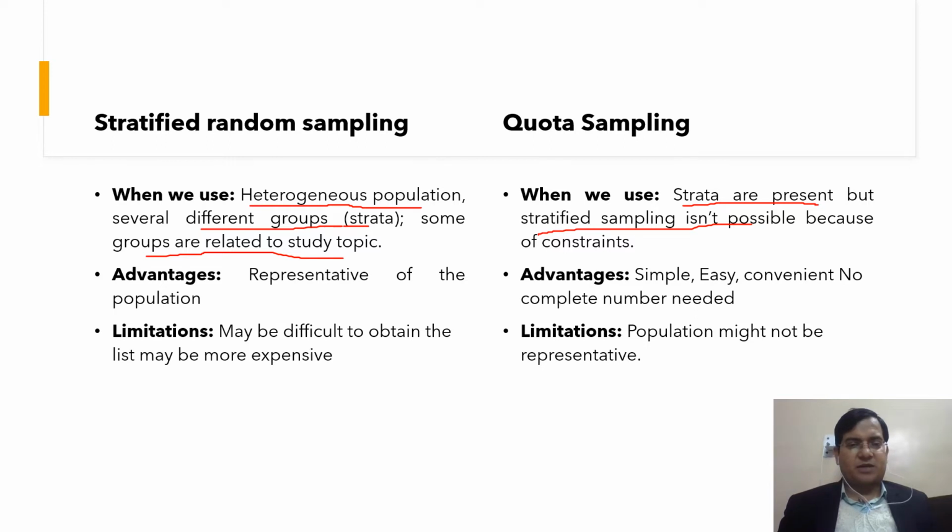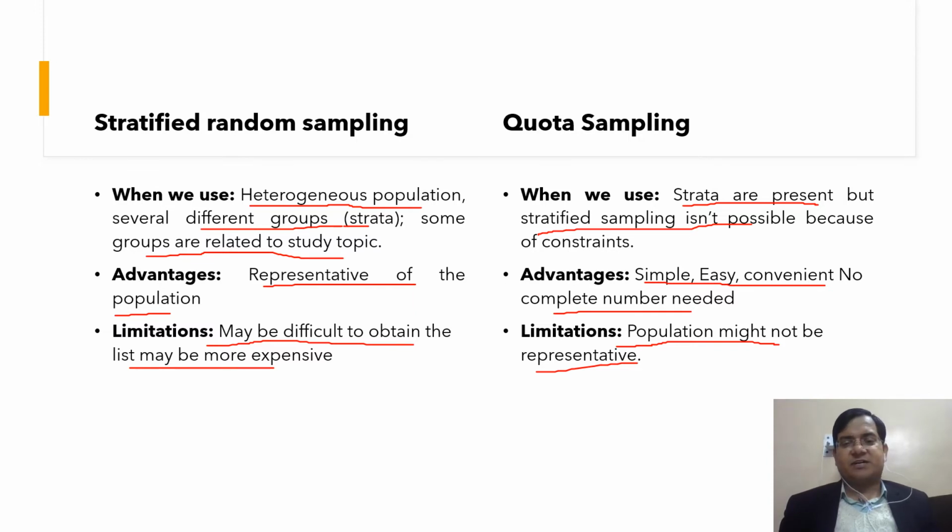It's a non-probability technique. The advantage of stratified random sampling is that it is representative of the population, but the advantage of quota sampling is that it is simple, easy, and convenient. No complete population list is needed, so without knowing the entire population, we can use quota sampling, even when we are not able to use stratified random sampling. The limitation of stratified random sampling is that the list may be difficult to obtain and more expensive, while in quota sampling the sample might not be representative. These are the limitations.